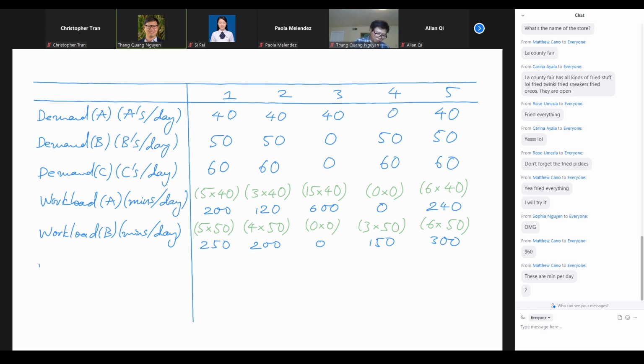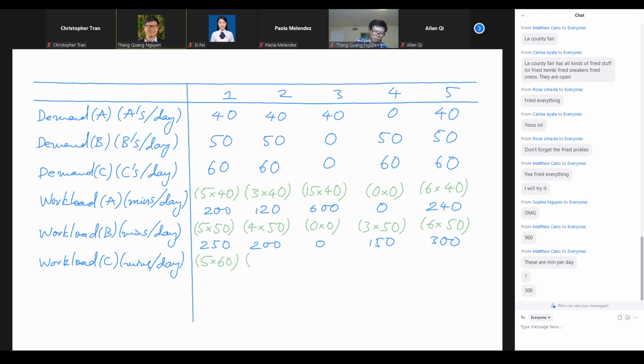And then for C, the workload for C in terms of how many minutes per day, you will need to do that as the following. Again, we look at the table. It takes 5 minutes to process the fries at station 1, and because we have 60 units, we multiply that 5 with that 60. Okay, if you can do it quickly, share with me what we will have for station 2.